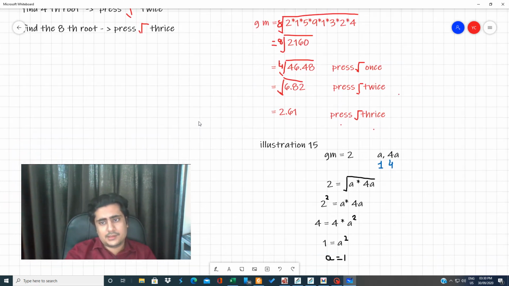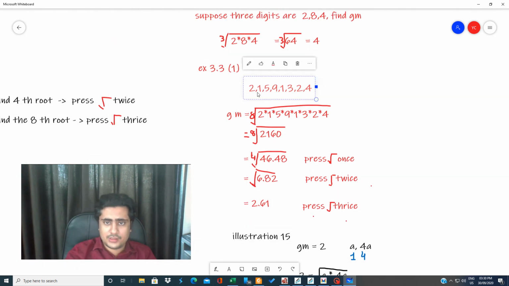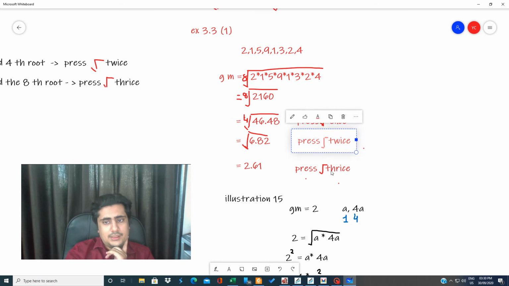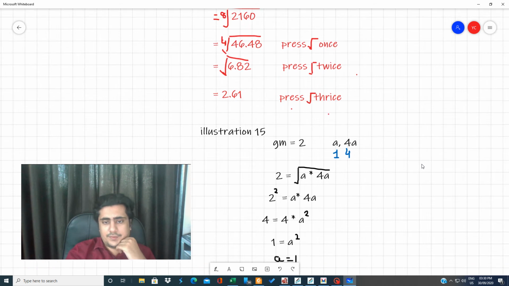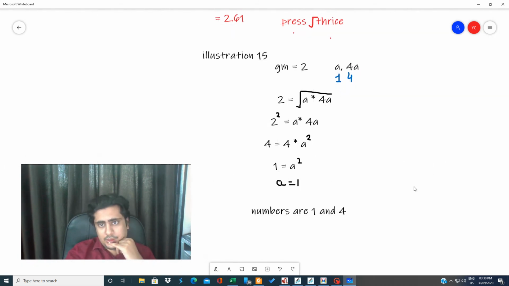Okay, so you will be asked such questions which you can solve logically. For example, in the exercise, the first question has 8 numbers. How can you find the geometric mean of 8 numbers? You have to multiply those 8 numbers, then press the square root button of the calculator 3 times, and you will get the answer. Similarly, in illustration 15, you need to do the same.